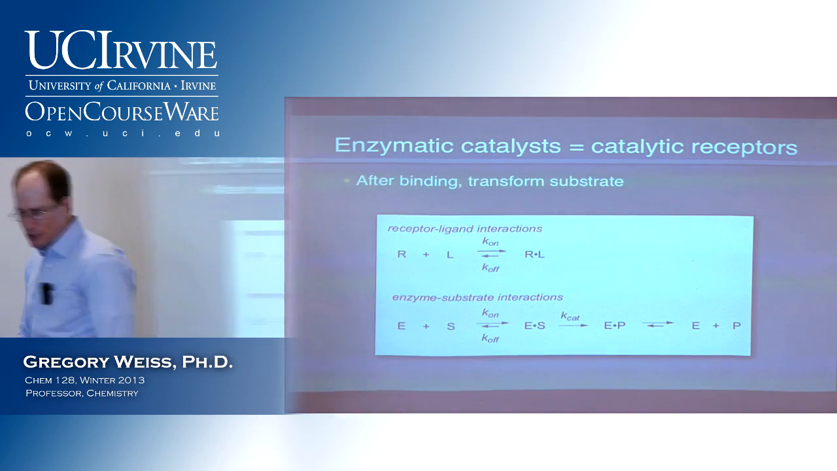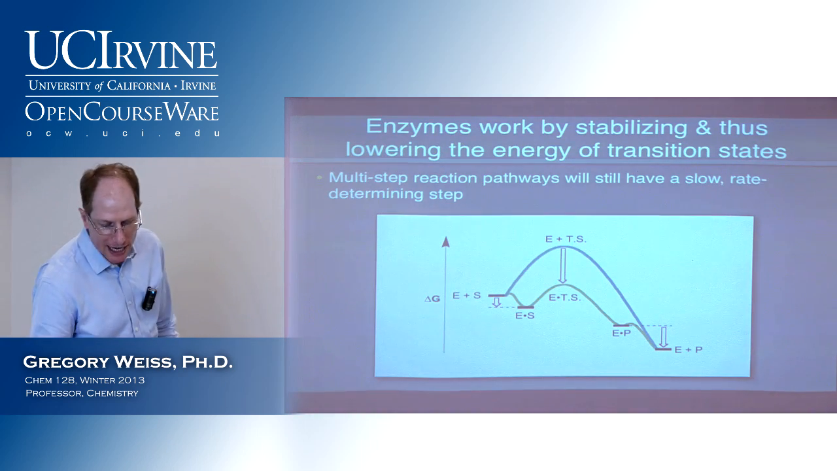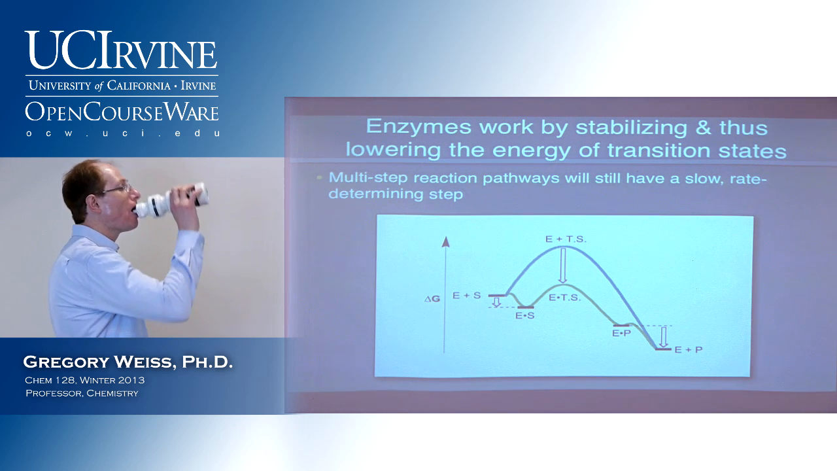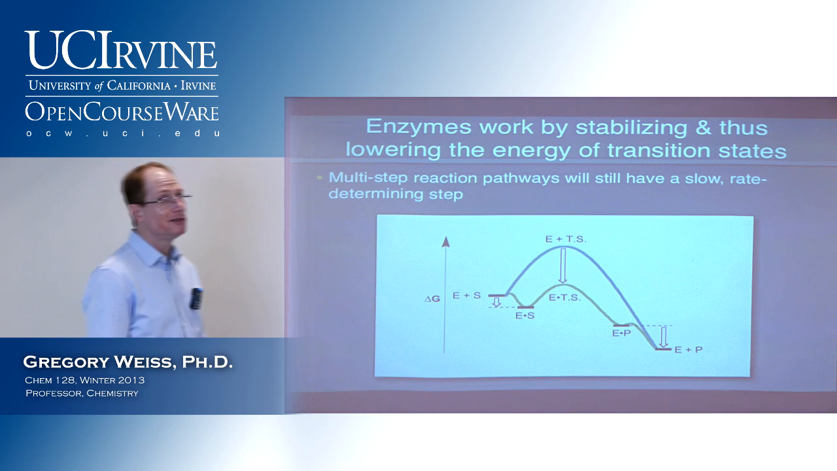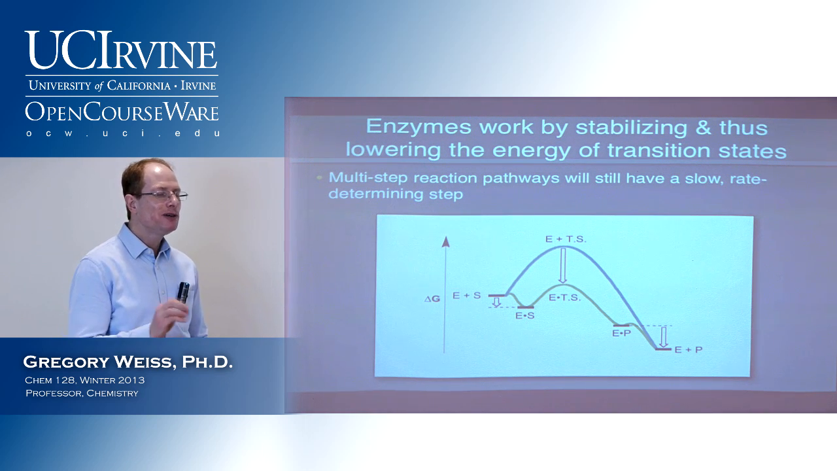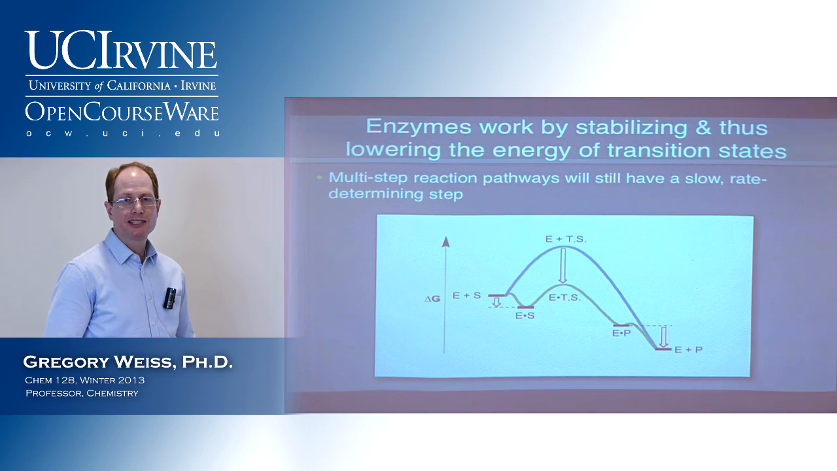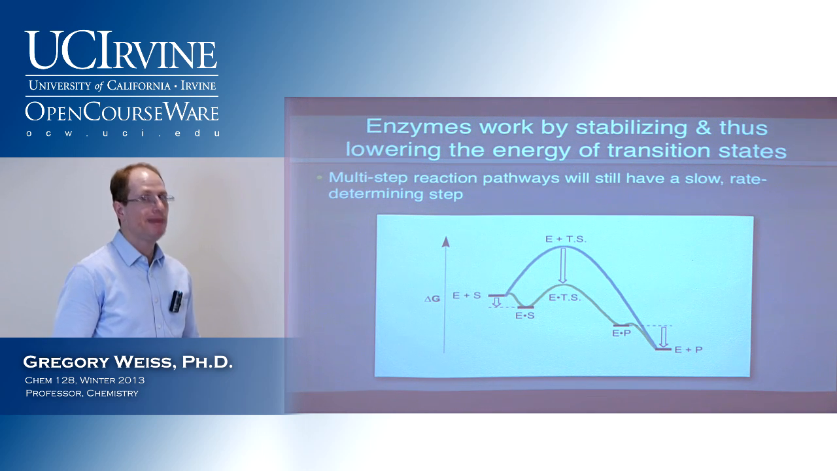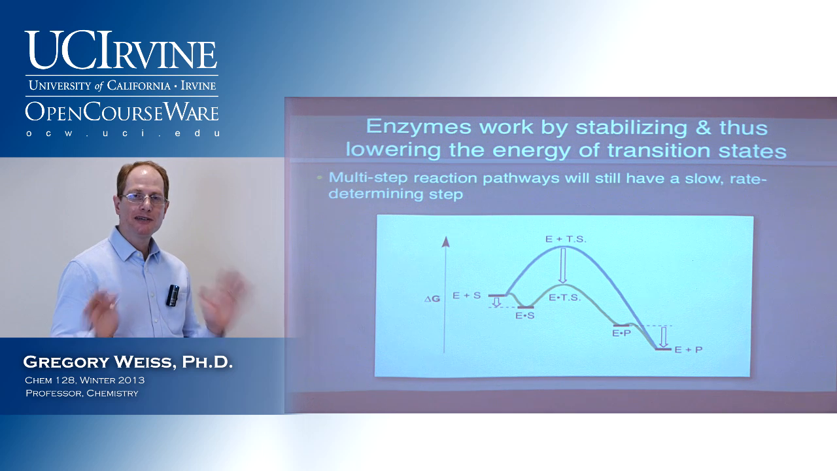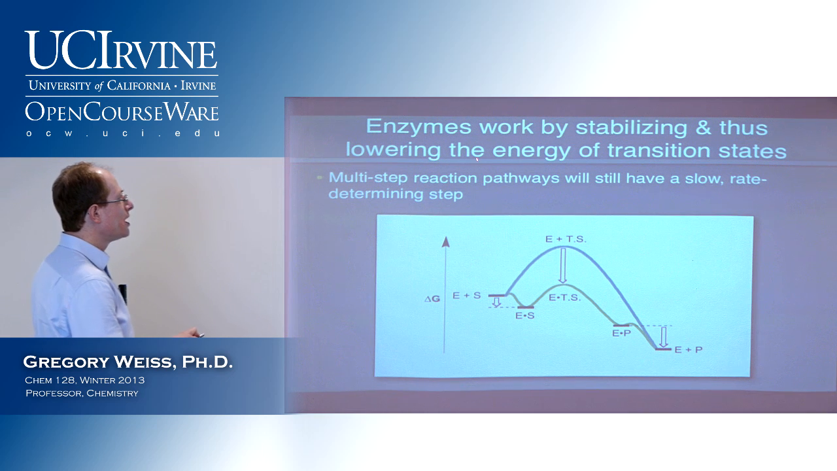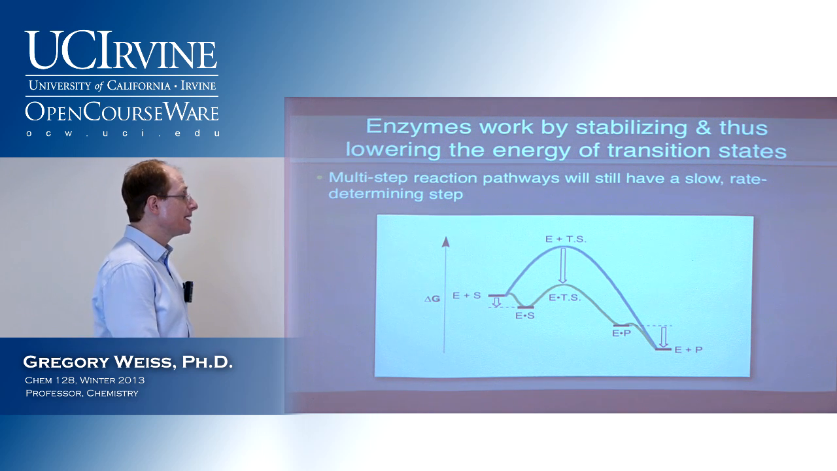All right, let's zoom in and take a look at the reaction coordinate diagram for an enzyme catalyzed reaction. I will tell you in advance that this is grossly oversimplified. The real reaction coordinate diagram is complicated and messy, and I'm going to show you the theoretical idealized version first. Enzymes work by stabilizing and thus lowering the energy of the transition states. Doing that accelerates the reaction.